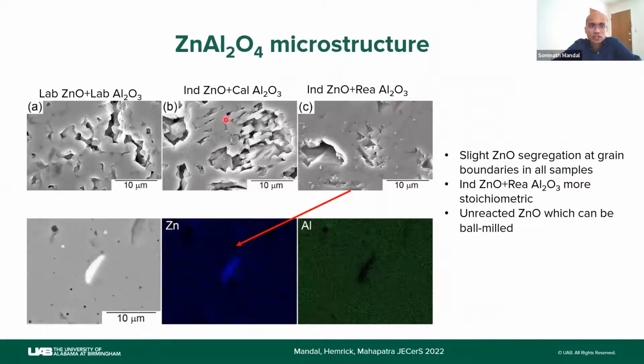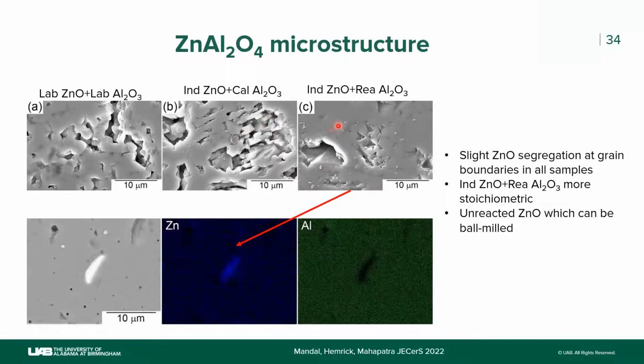In the zinc aluminate microstructure, comparing lab grade versus calcined alumina versus reactive alumina derived zinc aluminate, we found that in all of these samples there was slight zinc oxide segregation at the grain boundaries. In the calcined alumina sample, as it was calcined at a higher temperature, we found more zinc oxide volatilization than in the other two samples, and that caused elongated grains. And we know, at least for spinel, that alumina-rich spinel tends to form elongated grains.